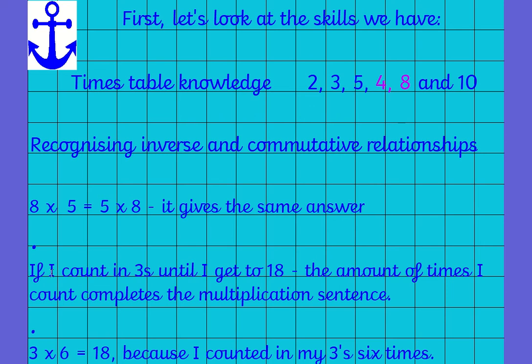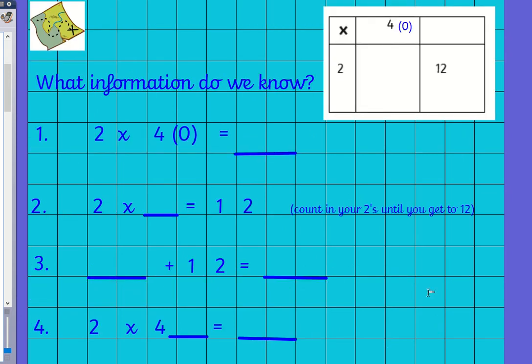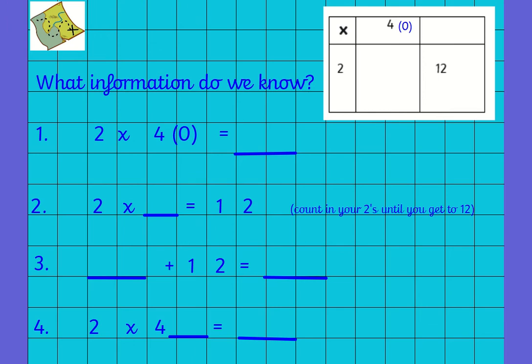And we also know that if I count in my 3s till I get to 18, the amount of times I count would complete my multiplication sentence. For example, 3 times 6 equals 18 because I've counted in my 3s 6 times. So these are all skills that I know we are perfectly okay with using and we are fine with. So let's look at one of our problems similar to those from yesterday.